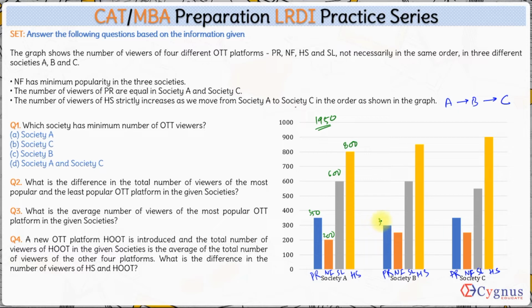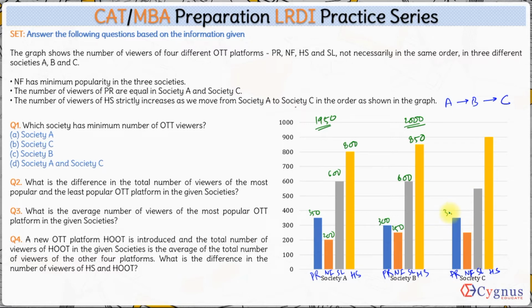For society B, this is 300 plus 250, which is 550. 550 plus 600 is 1150. 1150 plus 850 will be 2000. So the number of viewers for society B is 2000, and let's calculate the same for C.